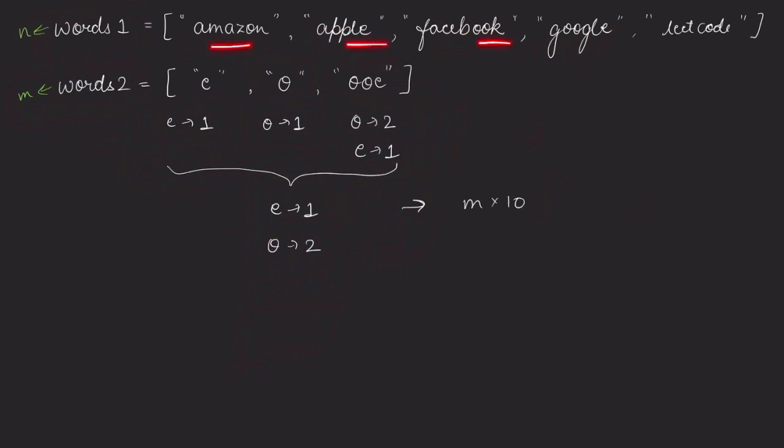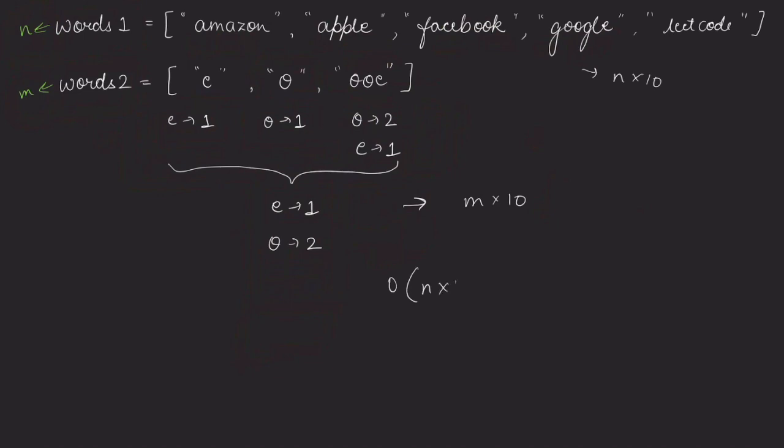And then for identifying whether a string is universal or not, you will run a for loop n times. Inside that, you will run a for loop for each of the characters in words 1, right? So that will take n into 10 times. So we can say that the time complexity will be n into 10 plus m into 10, right? So we have reduced it. So space complexity we will see after writing the code. So this is the approach.